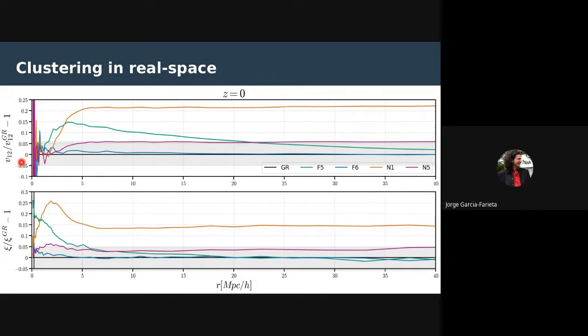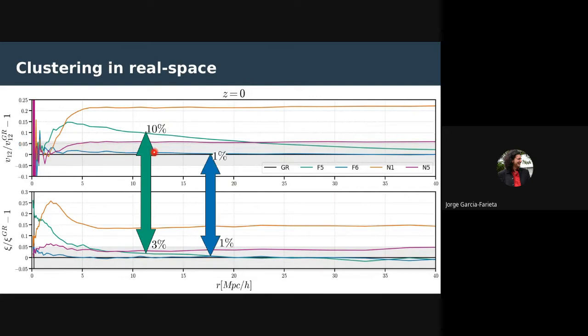For the first model, the F5, the Hu-Sawicki F5, in the velocities there is a difference with respect to lambda CDM of about 10%. However, in the clustering, in the correlation function, this is diluted and it's about 3%. We can see also that for higher scales, beyond 20 megaparsecs, it is not possible to distinguish this model from the standard scenario below 5%.